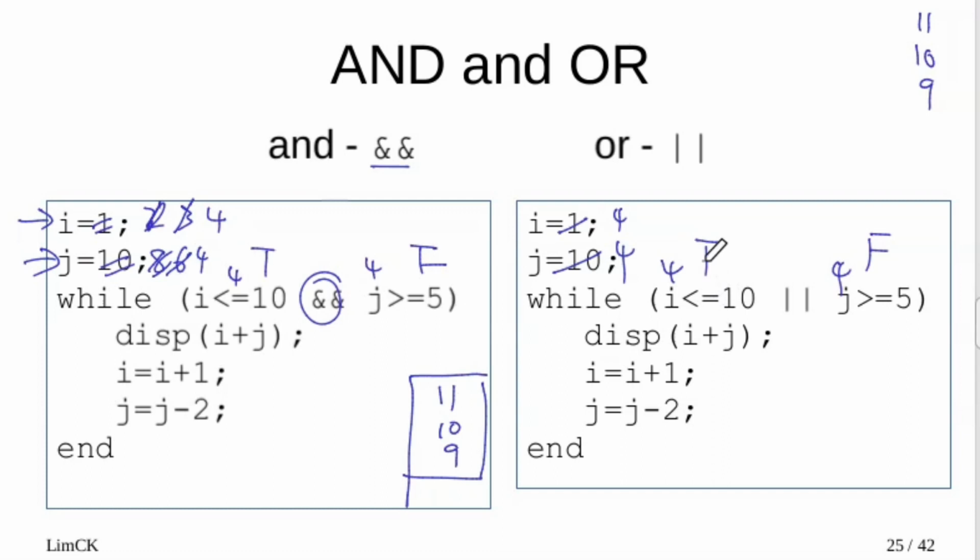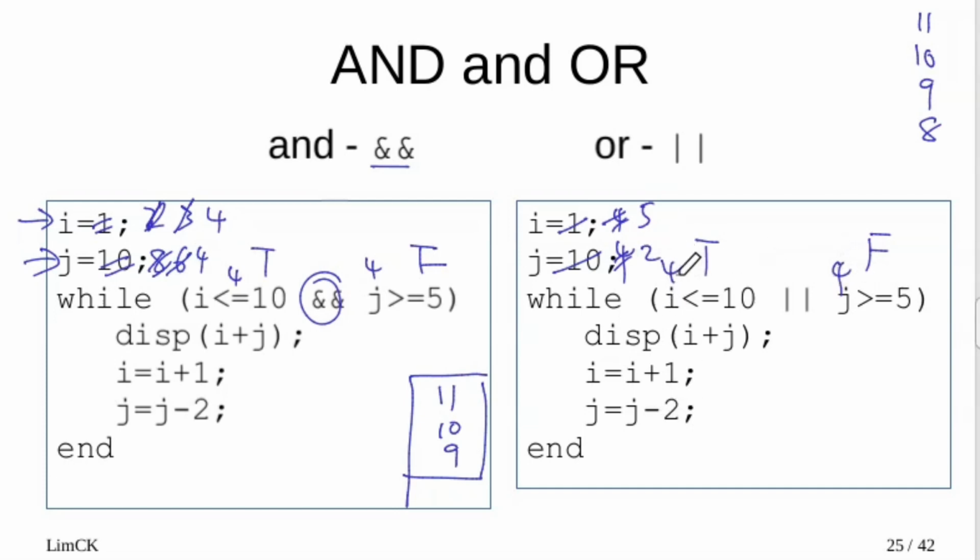Because true or false is still true. So this one will continue to execute. So you get 4 plus 4, 8. You get 8 here, and then you will get i equal to i plus 1. This one becomes 5. This one becomes, minus 2, becomes 2.